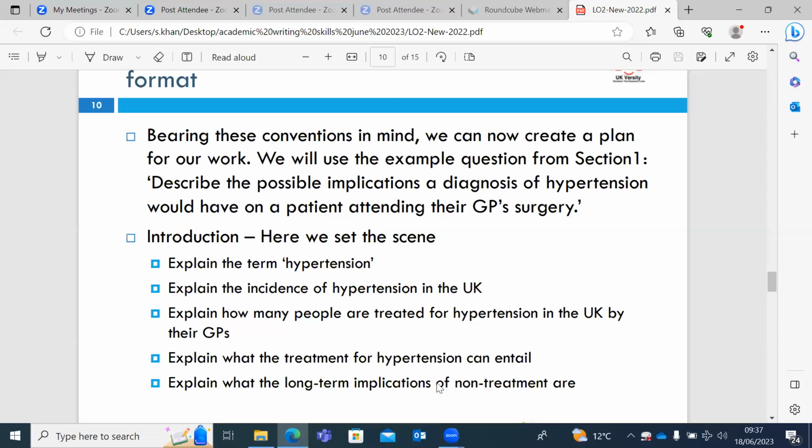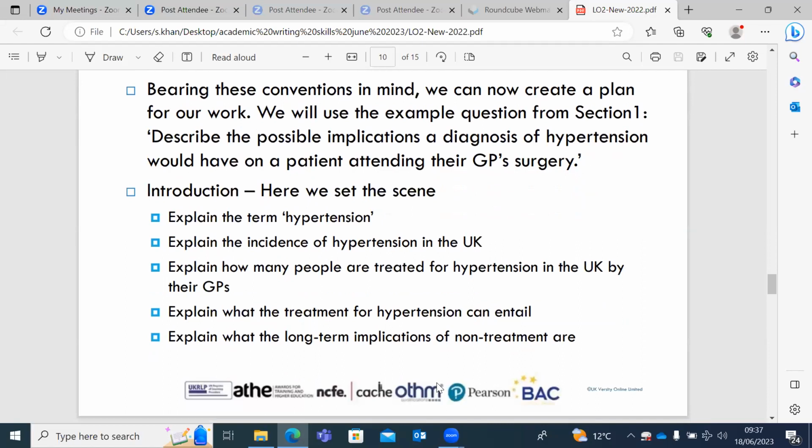So, introduction. Here we would set the scene, explain the term hypertension, and explain the incidence of hypertension in the UK. We would explain how many people are treated for hypertension in the UK by their GPs. We would explain what the treatment is for hypertension and what it entails. We would then explain what the long-term implications of non-treatment are.